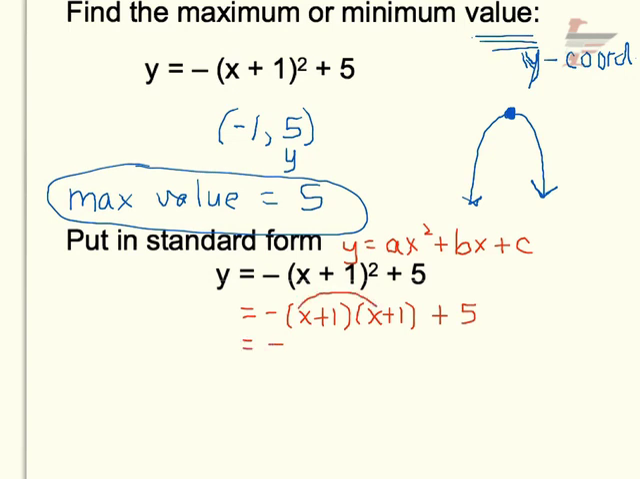And x times x is x squared. x times 1 is 1x. And another x times 1 is another 1x. So 1x plus 1x is 2x. 1 times 1 is 1.